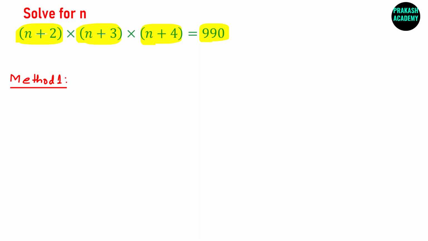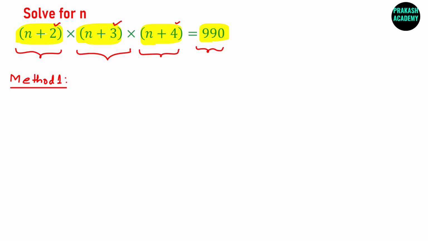Now if you look at the right hand side and the left hand side of this equation, on the right hand side we have a number 990. But on the left hand side we have three numbers, and the multiplication of these three numbers is 990. Moreover, these numbers are consecutive. In one case we have added 2, 3, 4. So these numbers are consecutive. So this means we have to find three consecutive numbers whose product is 990.